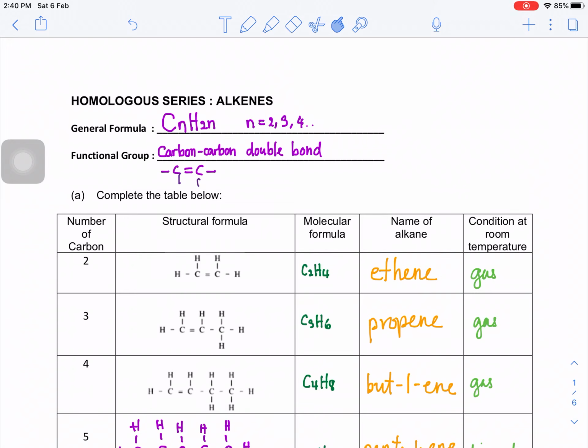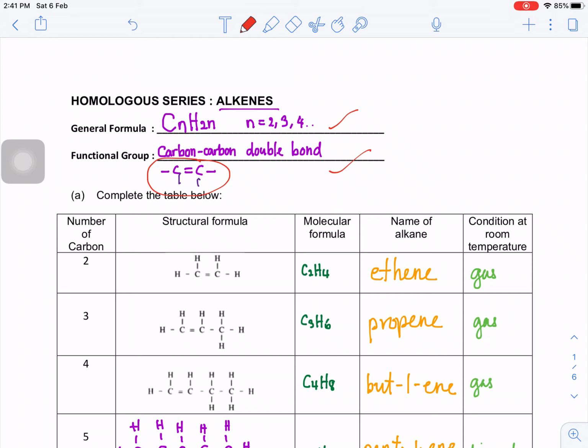Discuss the answer for your homework. So, homologous series, alkene. General formula CnH2n, where the n can start with 2, 3, 4, and so on. The functional group for alkenes is the carbon-carbon double bond, or you can just draw it like this. It is considered as a carbon-carbon double bond.